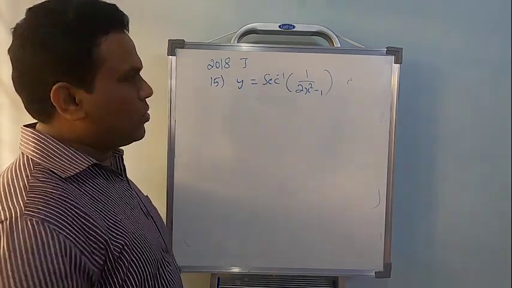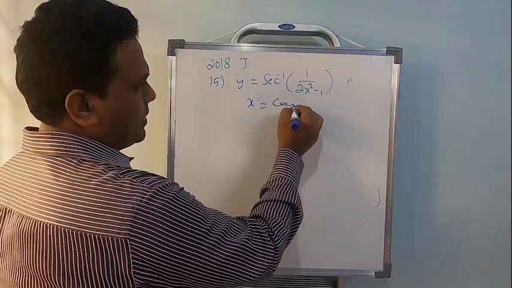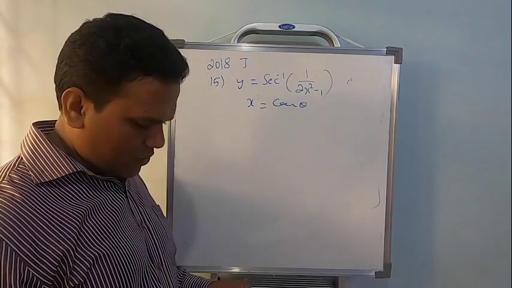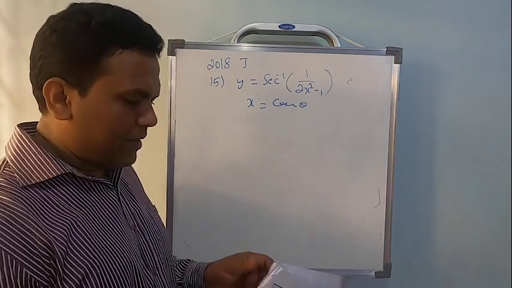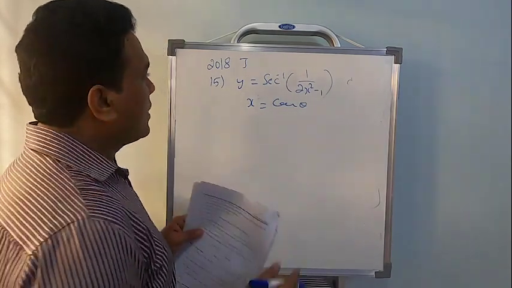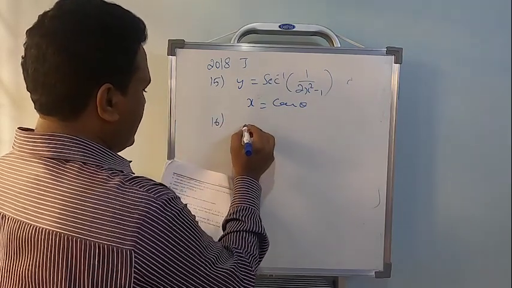Already explained, so it's a simple thing. Put x equal to cos theta and proceed. I've already explained this procedure, so I will not repeat this once again. So let's go to problem number 16.